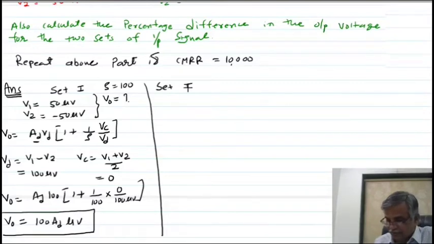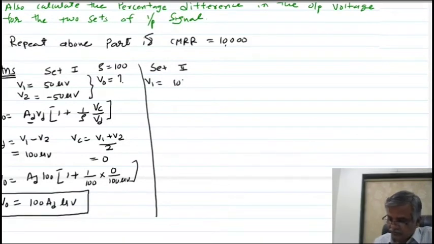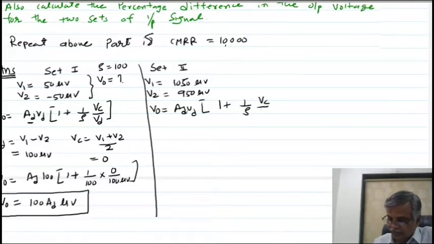Now let us do the calculation for second set. For set 2, V1 they have given 1050 microvolt, V2 they have given 950 microvolt. We know this equation, AdVd into 1 plus 1 by rho Vc by Vd.